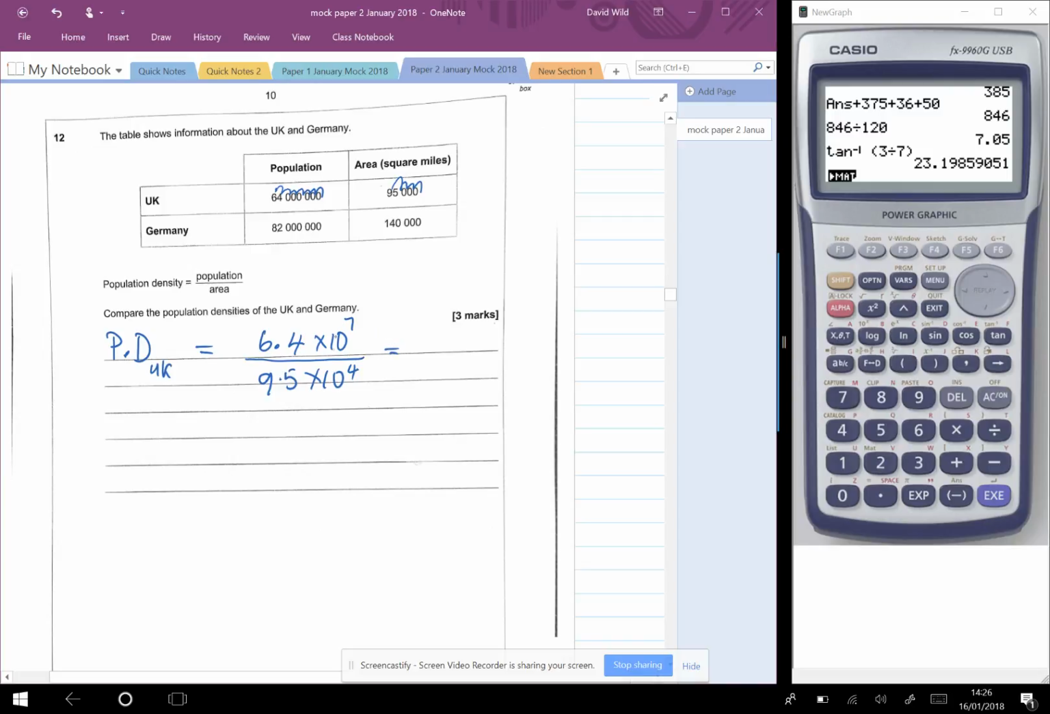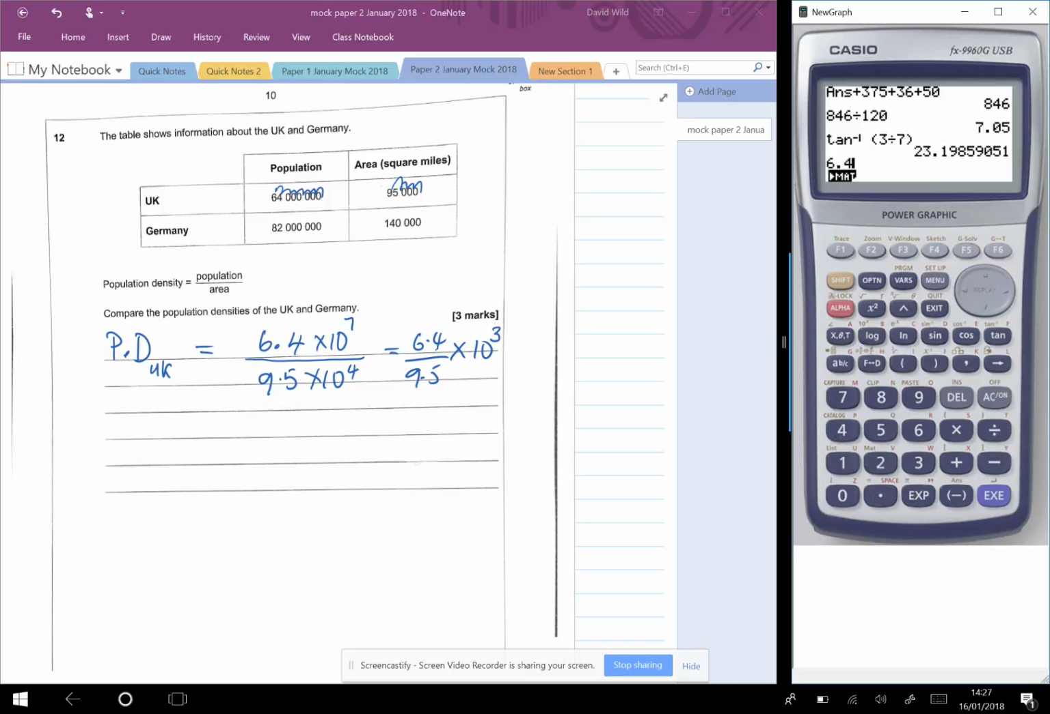So what we could do is to simplify that a little bit. 6.4 divided by 9.5 times 10 to the... What do we do with these indices? We subtract them, right? So this is 10 to the 3. So let's have a look at that. 6.4 times 10 to the 3. I'm going to divide that by 9.5.